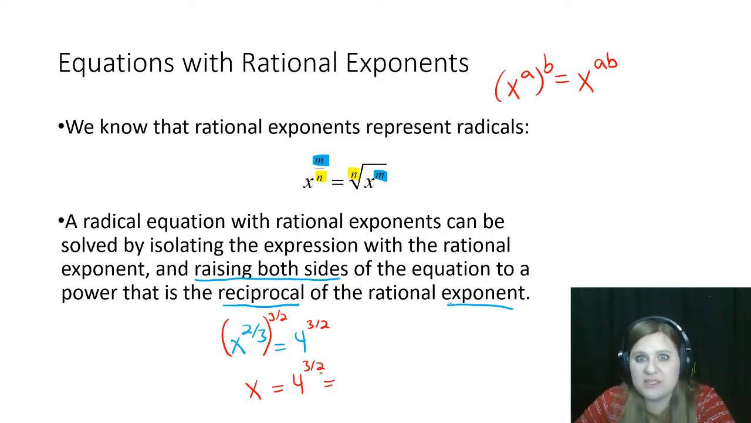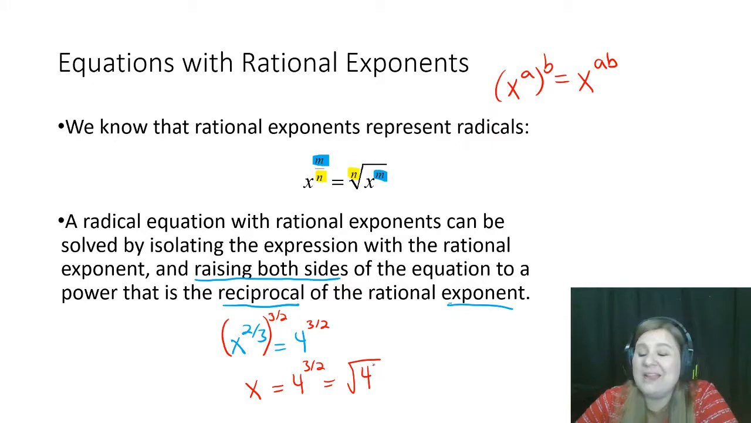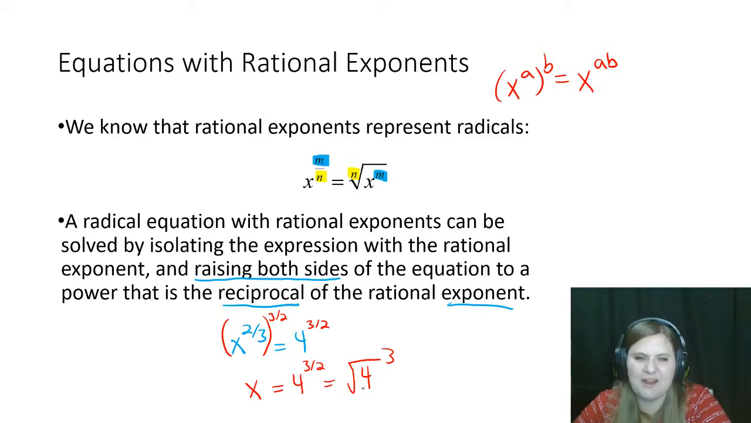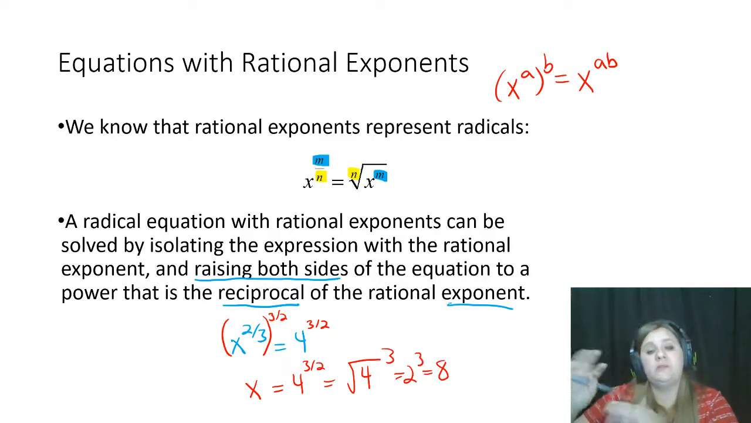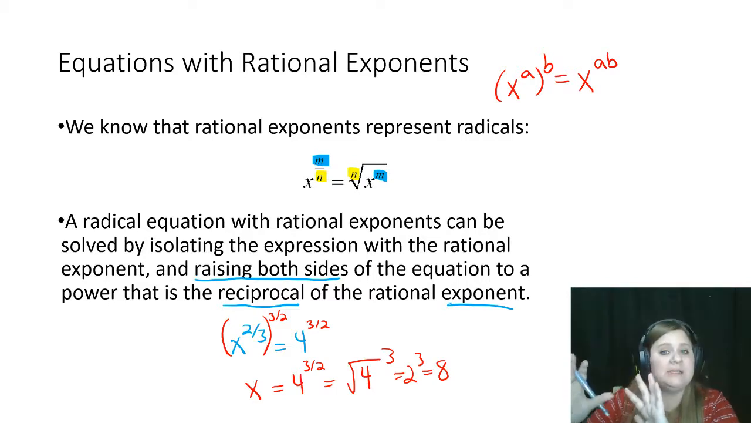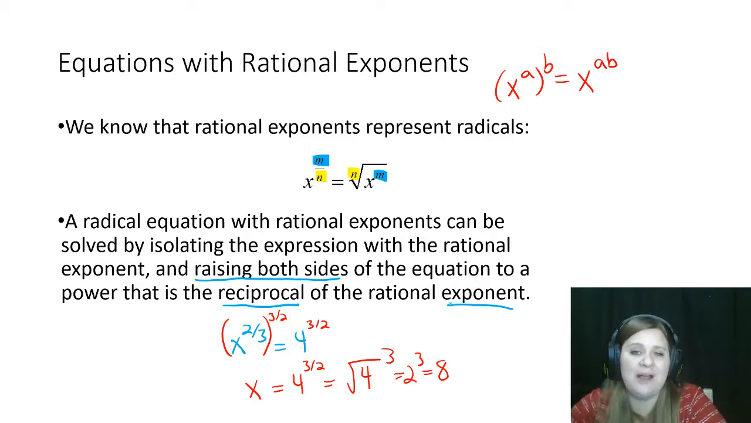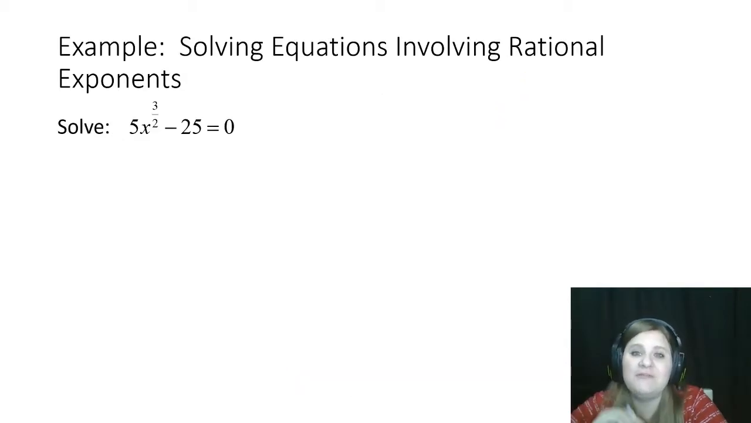I see 2 as my denominator, so that's a square root of 4. And then it's up to you whether you want to put the 3 inside the radical or outside. I like it outside here. Keeps it out of the way for a moment. Then I do square root of 4 is 2, and 2 cubed is 8. So you can see that doing the reciprocal and raising both sides to that number can help simplify our equations as well. So let's take a look at a very similar example.